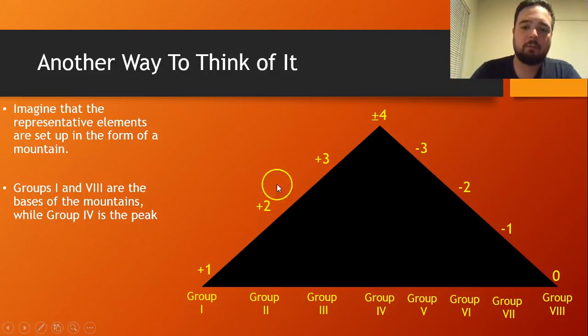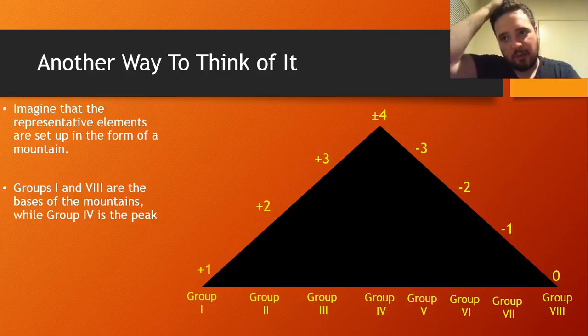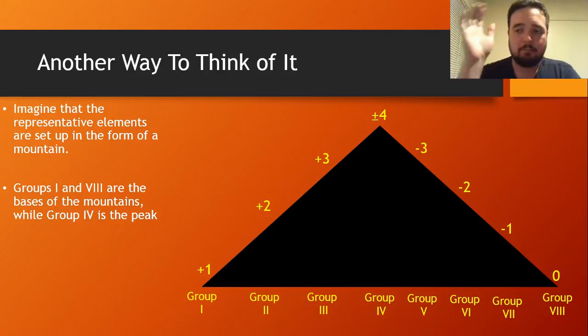So you go up +1, +2, +3, and then when you get to 4, it's ±4, and then you go -3, -2, -1, and 0. If that helps you, you can draw that somewhere. I'd highly recommend it. Otherwise, if you can memorize this and read the periodic table the normal way, you're more than welcome to do that.